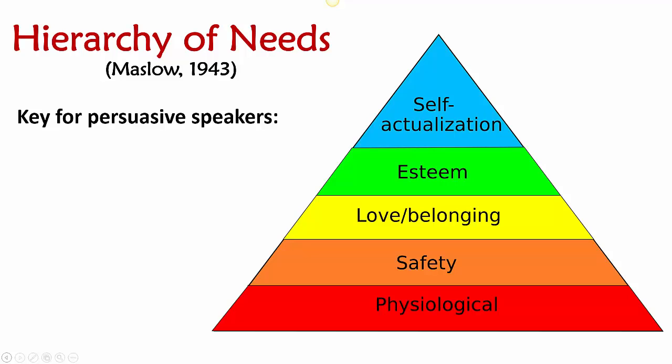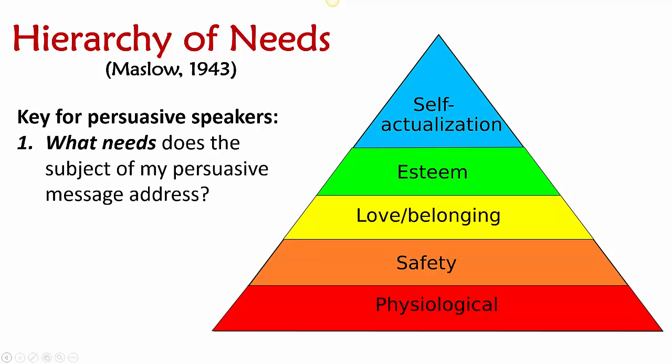So the key for persuasive speakers in using Maslow's hierarchy as a persuasive speaking tool are twofold. First of all, we need to consider what needs the subject of my persuasive message addresses. In other words, if I've got something I want to convince my audience to accept, how will accepting this position, these thoughts, beliefs, or values, or engaging in the kind of action that I'm asking of them, meet some specific needs that my audience has at some place on the hierarchy?